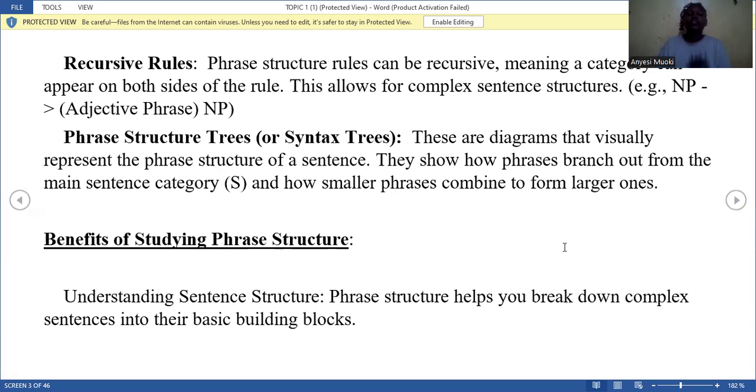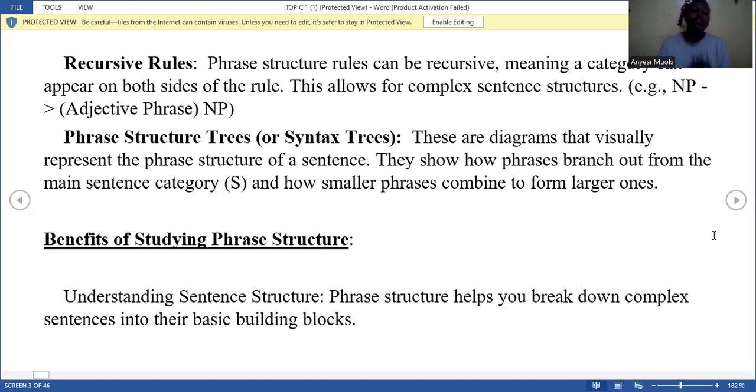We have the phrase structure tree or the syntax trees. These are diagrams that visually represent the phrase structure of a sentence. They show how phrases branch out from the main sentence category and how smaller phrases combine to form larger ones. This basically breaks down the sentence into smaller building blocks, breaking down the noun phrases and the verb phrases to each word, making it simpler for one to understand the phrase structures.